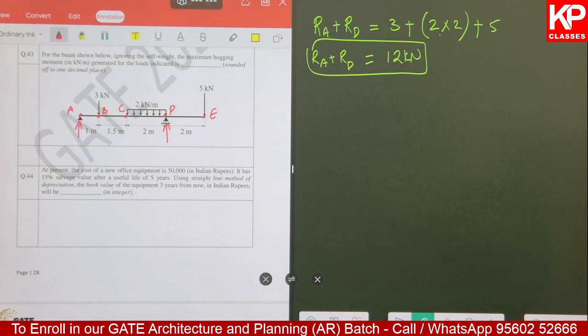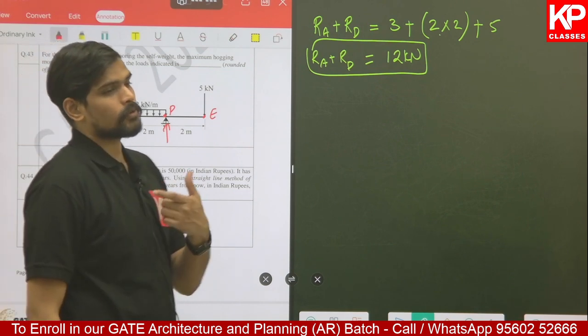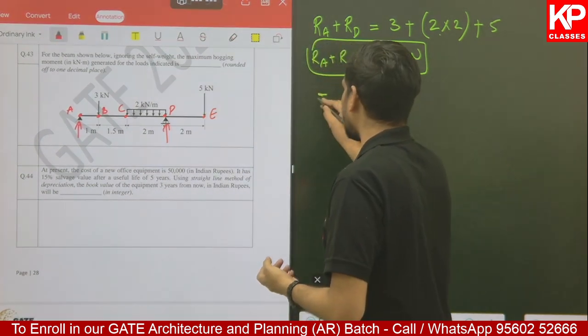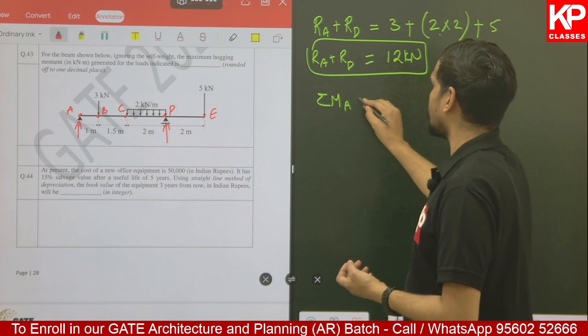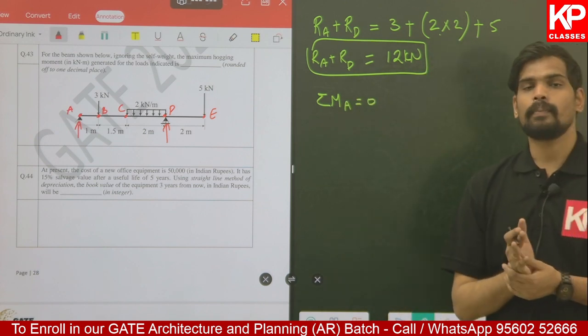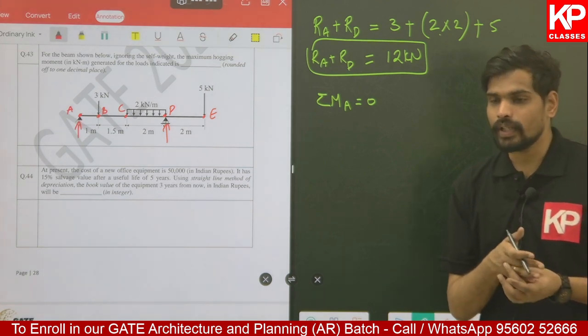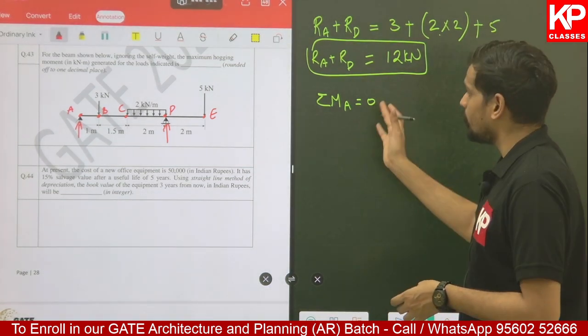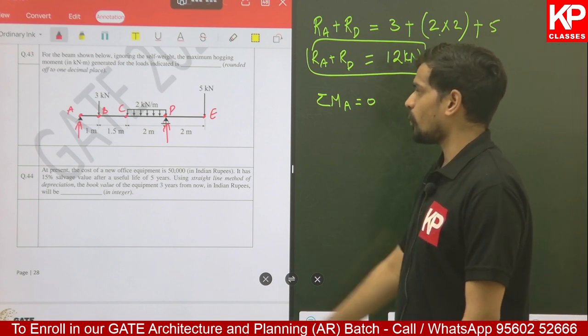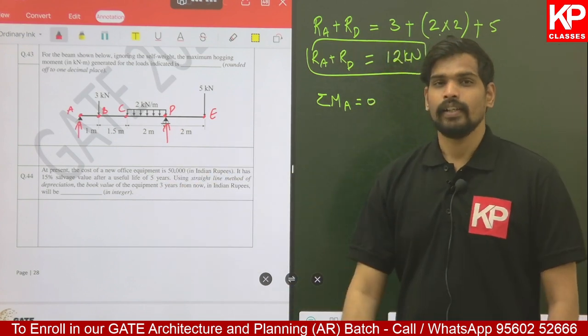The next one, in order to calculate these reactions, you can now find the summation of moments about any point to be zero. Let me apply summation of moments about point A should be zero, because it's always easy if you take up a particular reaction. If you do it, you can right away eliminate that and get the value of the other reaction. So let me do this. Summation of moments about point A should be 0.